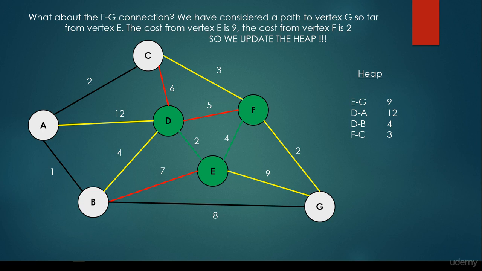Okay, then what about the FG connection? We have considered the path to vertex G so far from vertex E. The cost from vertex E is 9. The cost from vertex F to vertex G is just 2. So what does it mean? It means that we can make sure that this EG edge is not going to be part of the minimum spanning tree, because there's a better solution. What is this better solution? Basically going from F to G. So we get rid of it, and we insert the FG edge with the edge weight 2.